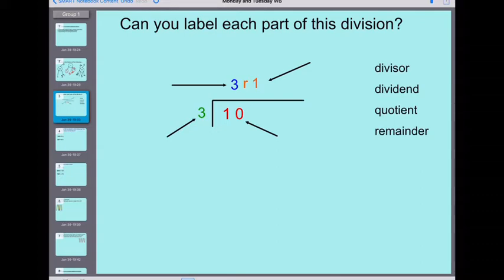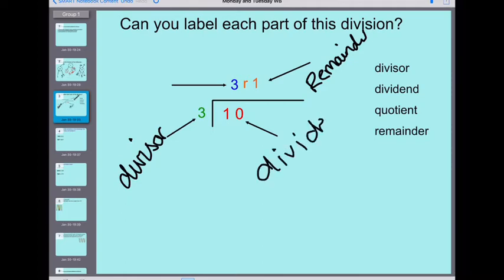Super. The most obvious one, of course, is remainder, and that is in orange. We have got the divisor, which is the number that we are dividing by. We have got the dividend, which is the number that we are actually dividing. And we have got the last one, the quotient. Fabulous. Okay, let's move on again.